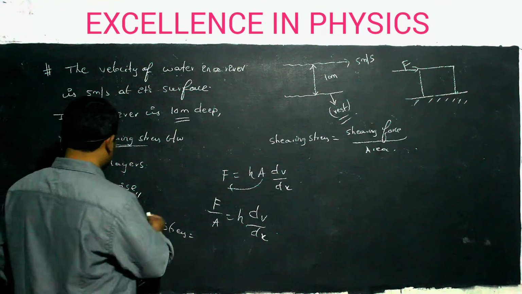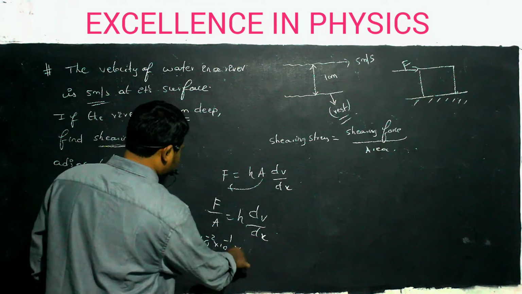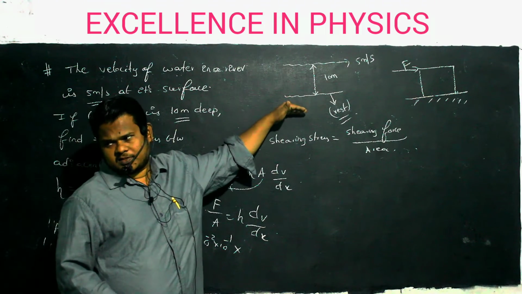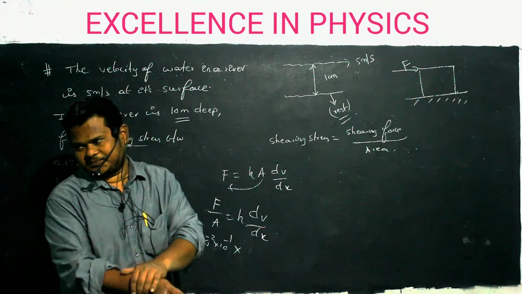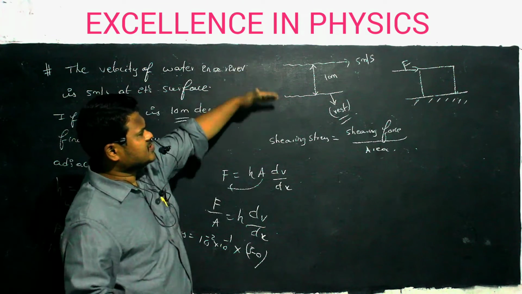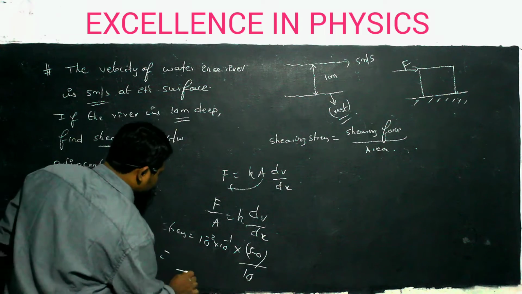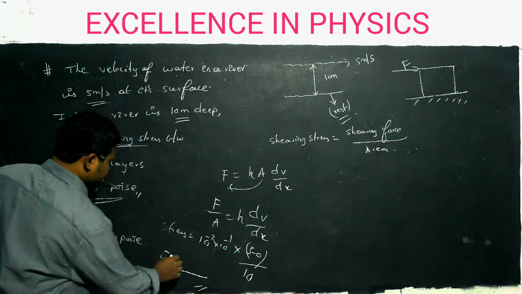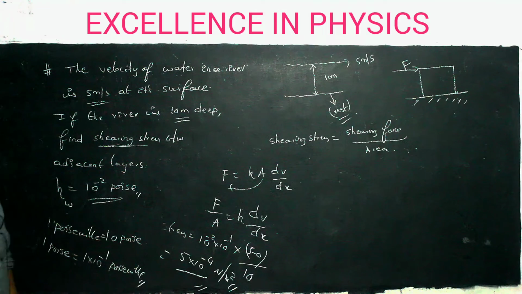So therefore, stress is equal to eta value, 10 power minus 2, into 10 power minus 1, into dV. What is the change in velocity between these two layers? Bottom layer is in rest position. Top layer is traveling with a velocity of 5. Then what is the change in velocity? 5 minus 0, divided by dx, which means the distance between these two layers. Distance between these two layers is nothing but 10. So just do this calculation, that is our answer. What is the answer you should get? 5 into 10 power minus 4 Newton per meter square. That is our answer.